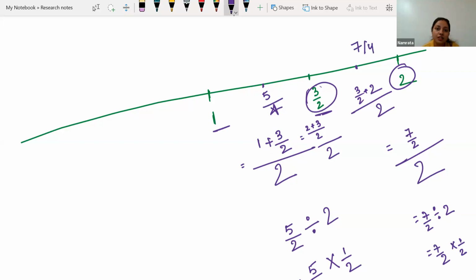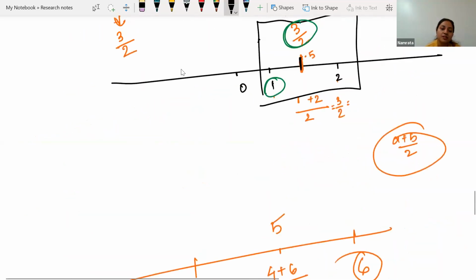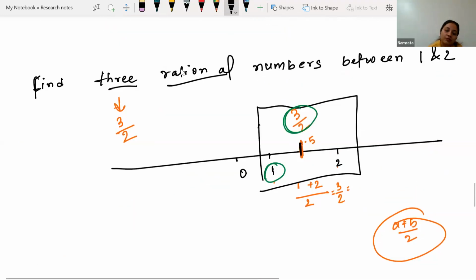In between 1 and 2, we got 3 numbers. Okay, this is the lengthy way of finding it. One is 5 by 4, another is 3 by 2, another is 7 by 4. These are 3 rational numbers: 5 by 4, 3 by 2, 7 by 4.